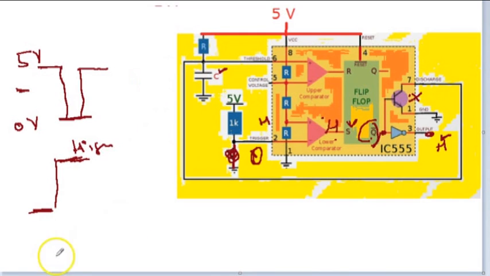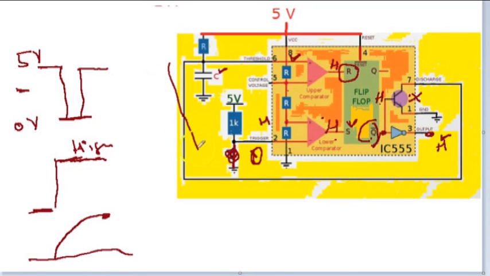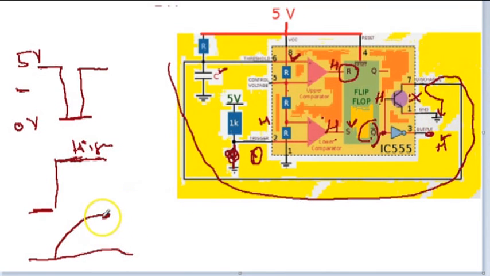As the capacitor charges, the capacitor voltage increases and reaches 2/3 VCC and just crosses. What happened? The upper op-amp gives a high here because this voltage is now higher than 2/3 VCC. This reset is high. Reset high means the transistor is on and current starts flowing, and the capacitor discharges now. So this is the discharging of the capacitor.